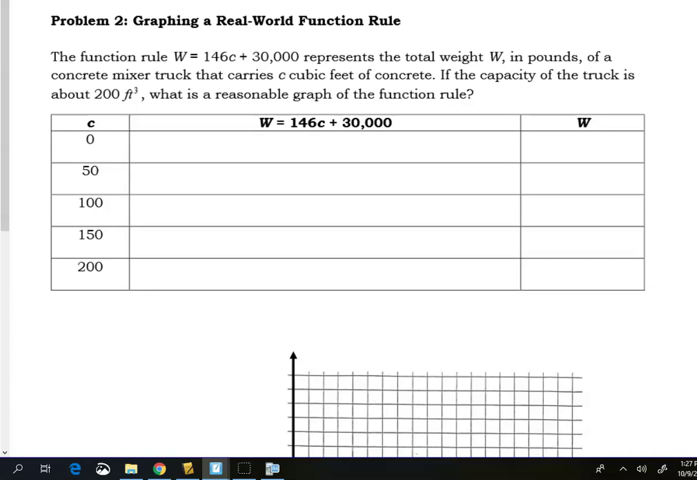Okay, so let's take a look at a real-world situation. The function rule W equals 146C plus 30,000 represents the total weight W, so W is the weight, in pounds of a concrete mixer truck that carries C cubic feet of concrete. So C is the cubic feet of concrete. The capacity of the truck is about 200 cubic feet, which means that that's all the truck can actually hold.